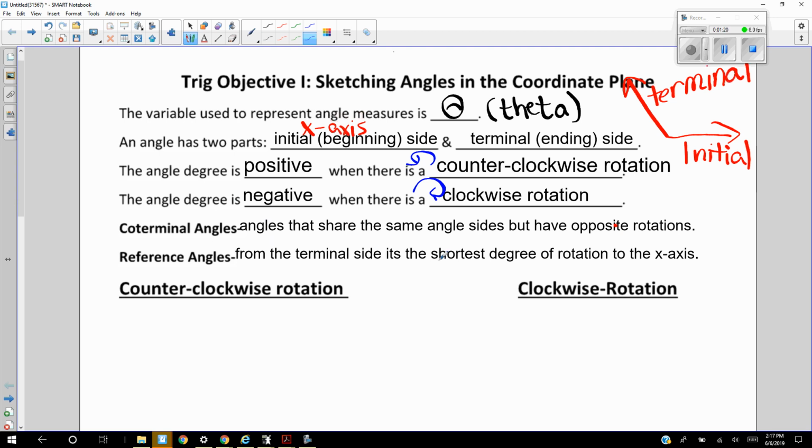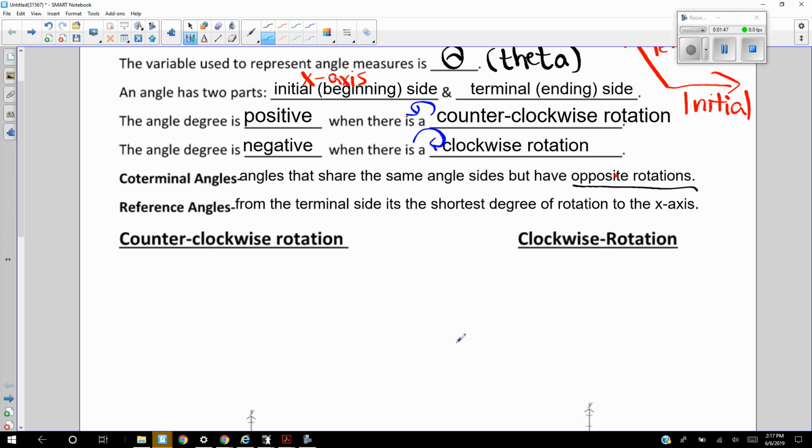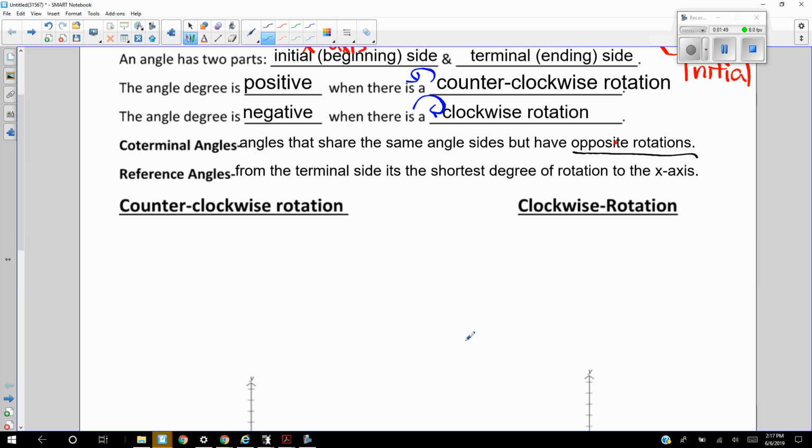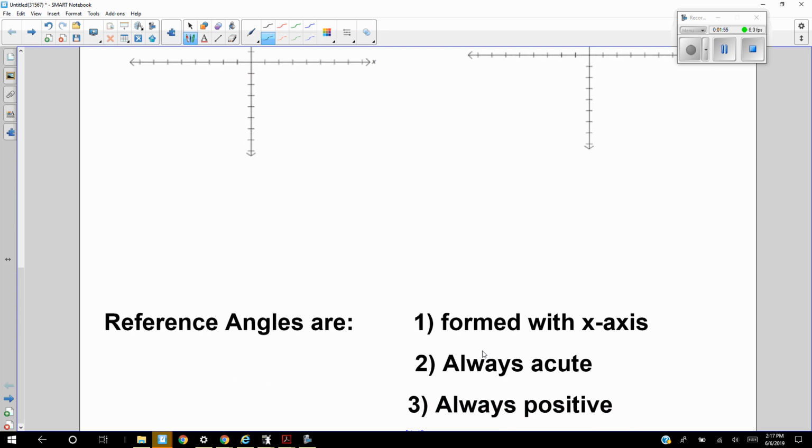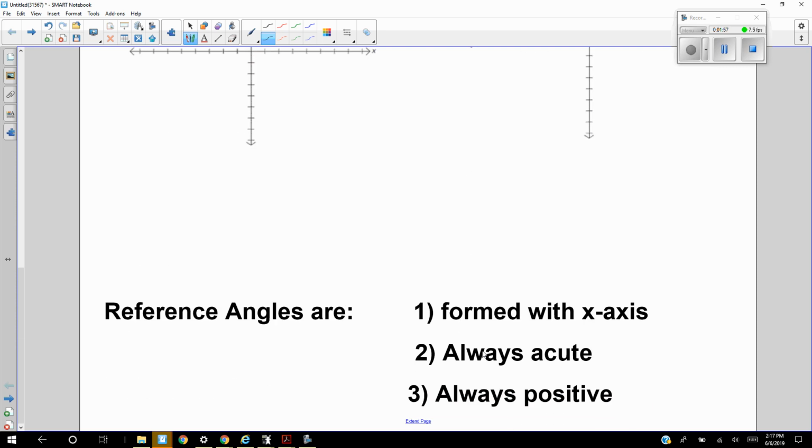And then a couple more definitions to go through: coterminal angles and reference angles. There's actually more about reference angles we're going to talk about here in just a second. But coterminal just means two angles that have the same terminal side. They start at the same place and they end at the same place, but they come from opposite directions. Reference angles are the shortest degree of rotation to the x-axis. A few more things about reference angles, pause the video if you need to, and then we're going to actually look at some examples.